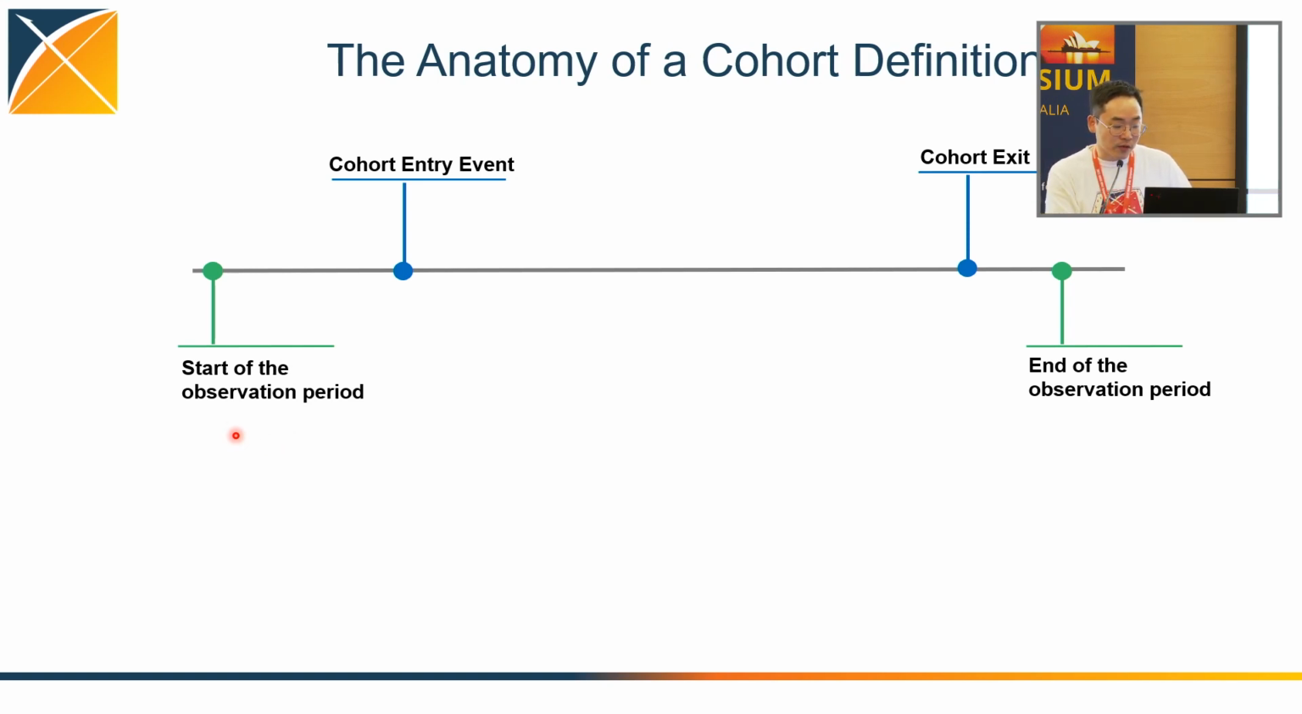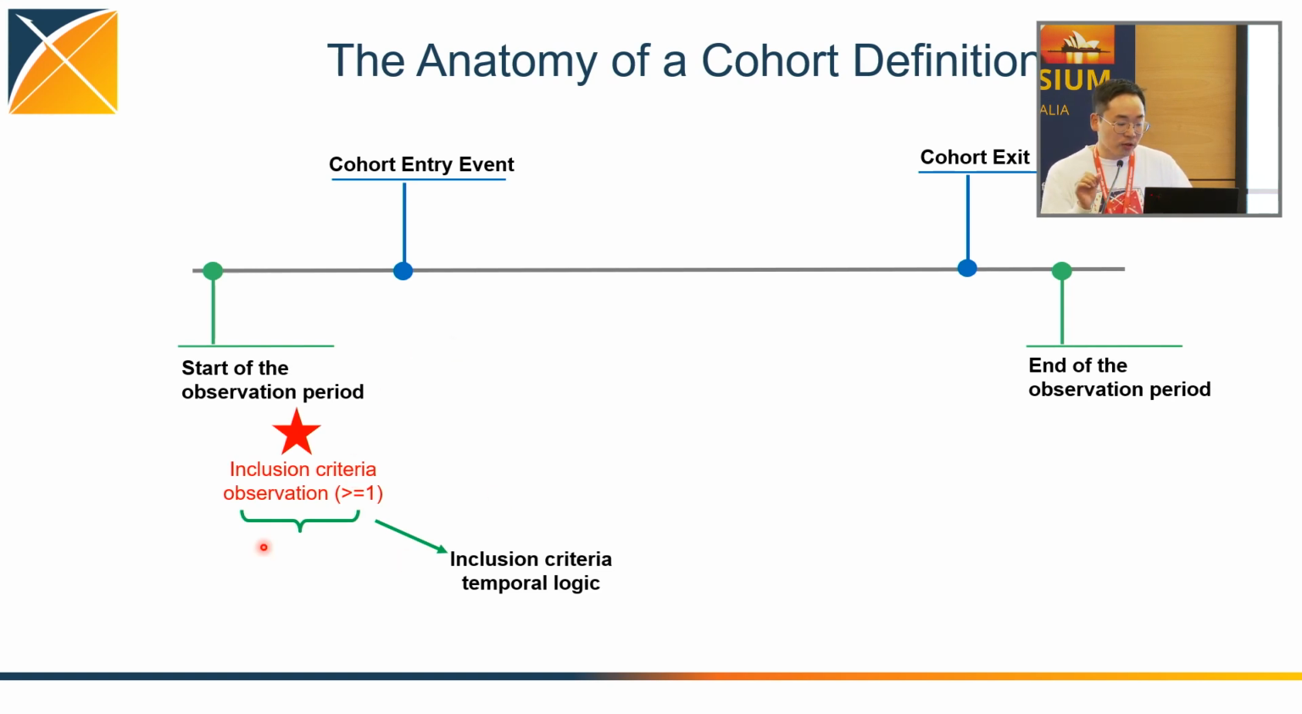It can be a sort of observation period, and the patients can die, or the patients can just stop being registered in the claim or insurance, or he or she does not go to the hospital anymore. So that will be the end of the observation period. Even though the cohort entry events and exit are dependent on the cohort definition, the observation period is dependent on each person.